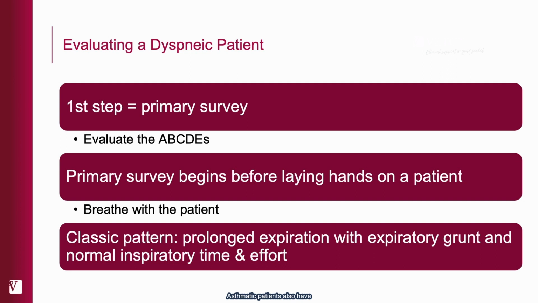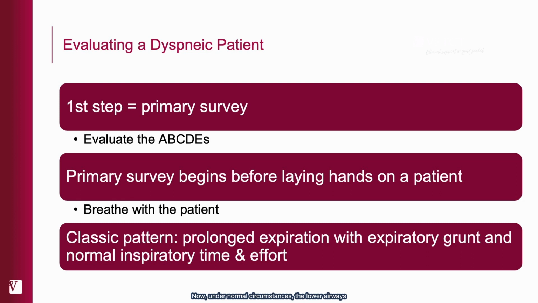Asthmatic patients also have what we call an expiratory grunt. This expiratory grunt is associated with the patient trying to move air that's trapped in the alveoli. And when you look at radiographs of an asthmatic patient, they often have a flattened diaphragm. And that flattened diaphragm, or diaphragmatic flattening, that's evidence of alveolar air trapping.